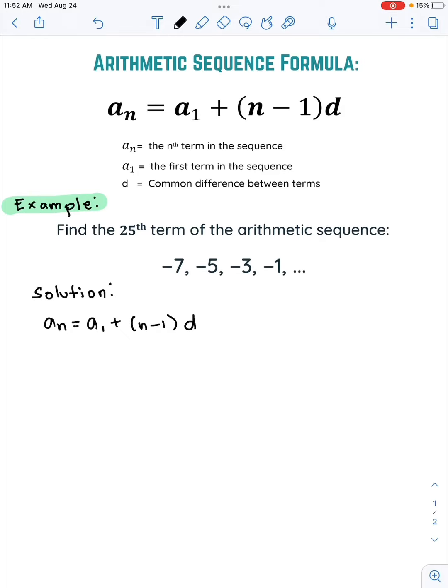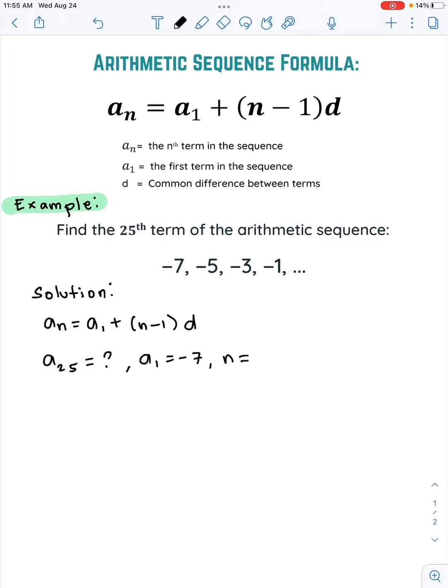Now, let's look for the value ng ating mga given. Since we are looking for the 25th term, so therefore, we have a of 25. We don't know yet a of 25, so that would be a question mark. Next, we have the a of 1. Now, kung titingnan natin ang problem, it says -7, -5, -3, -1, dot, dot, dot. The first term is -7. So, therefore, ang ating a of 1 is equal to the -7.